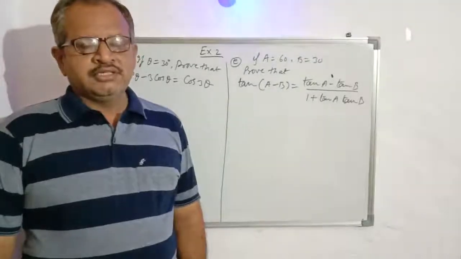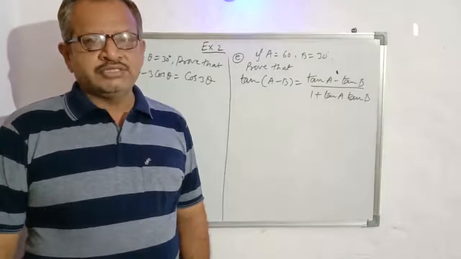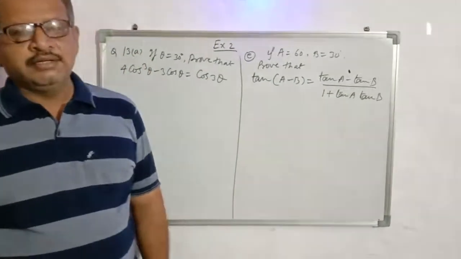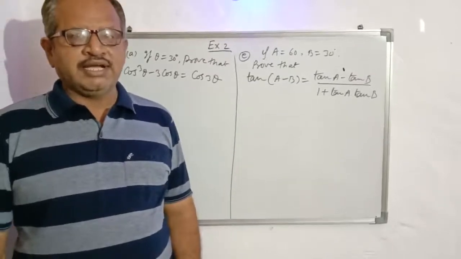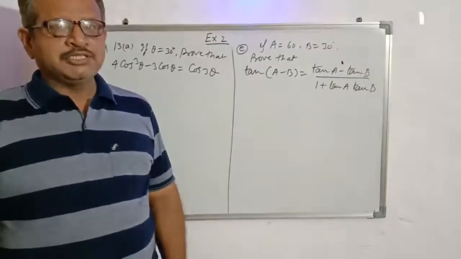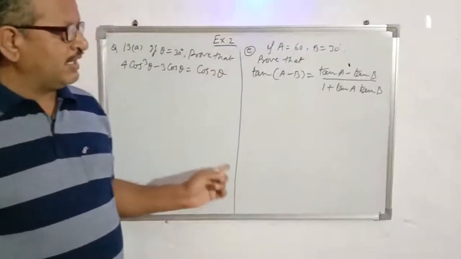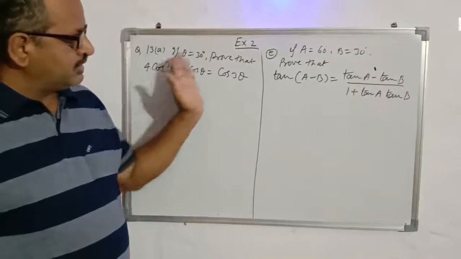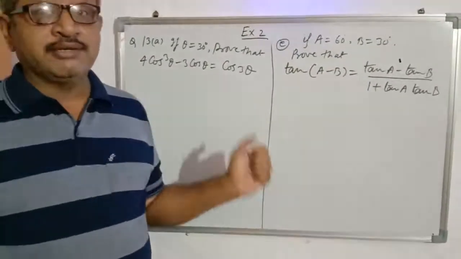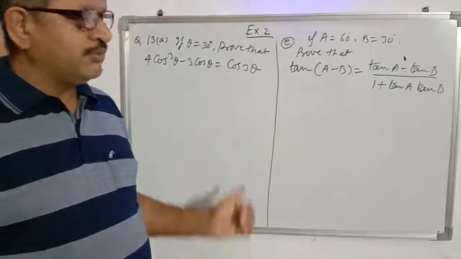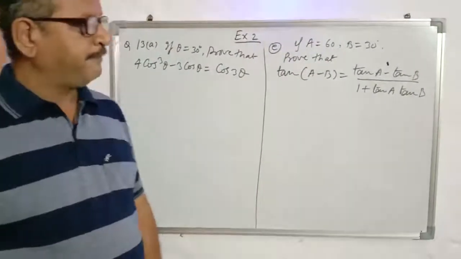Friends, in the previous video, I told about the trigonometrical ratios of some standard angles: 0 degree, 30 degree, 45 degree, 60 degree and 90 degree. I have explained these things in the table. What are the angles? I told in the tabular form. So with the help of that table, we have to do some problems here.